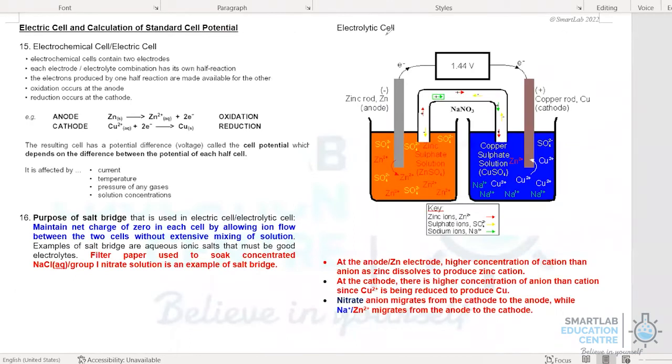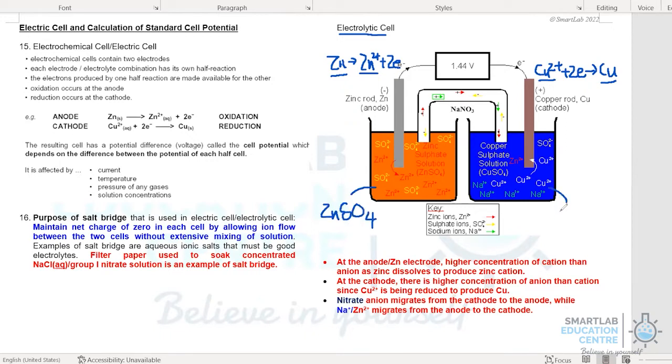In the operation of an electrolytic cell, the same could also be said. In this electrolysis, at the cathode, Cu2 plus is being reduced to form copper, while zinc is being oxidized to form Zn2 plus. The electrolyte in the left half cell is zinc sulfate, while the electrolyte in the right half cell is copper 2 sulfate. And the salt bridge is sodium nitrate.